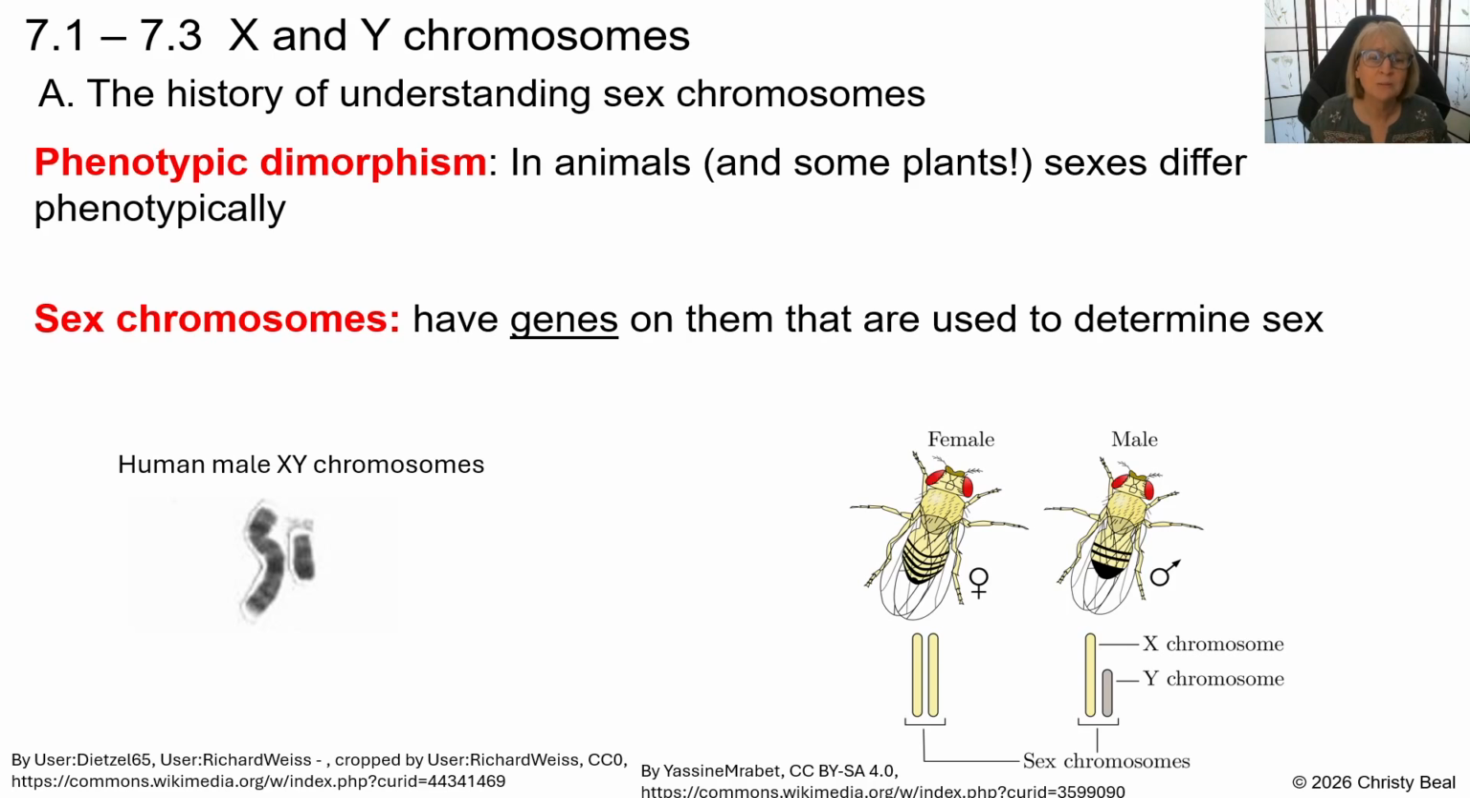The sex chromosomes have some genes on them that are used to determine sex, but in many animals, it's more than that. In plants too, it's more than just there is a gene for maleness or there is a gene for femaleness. Development is complicated, and the development of the sexes is just as complicated as everything else.